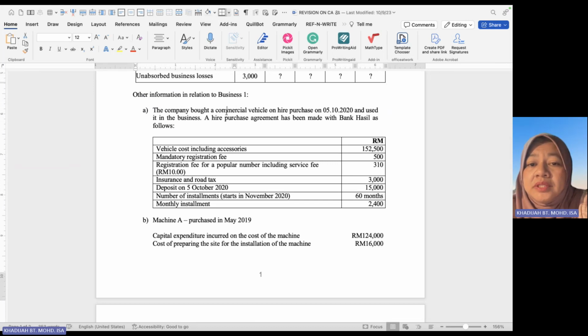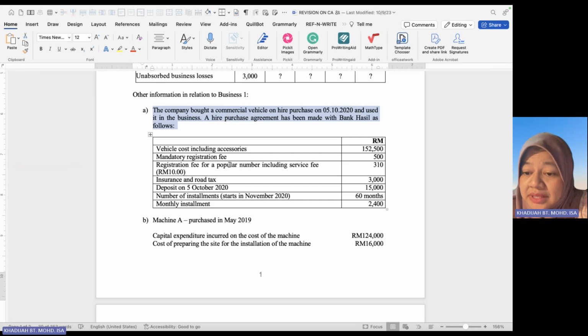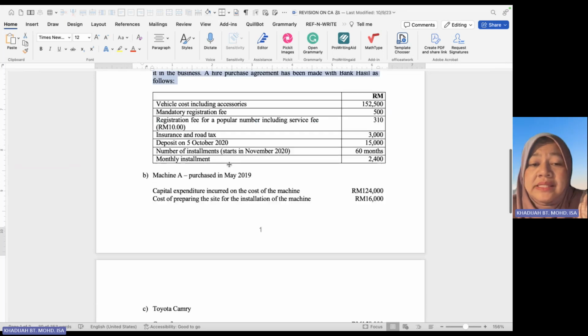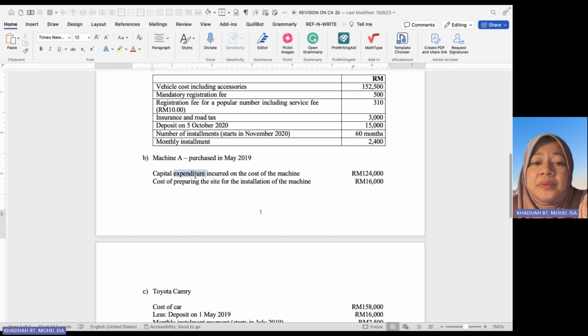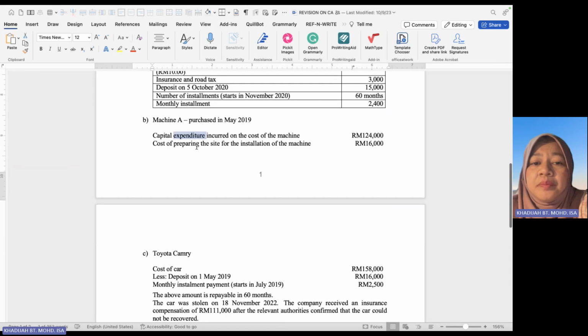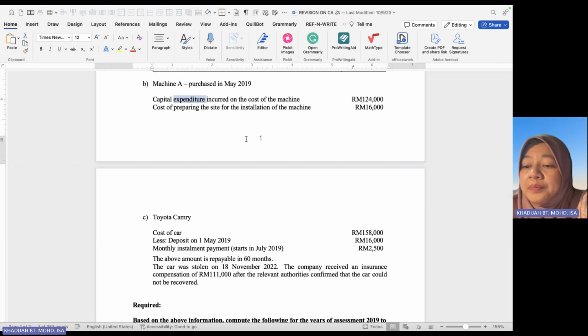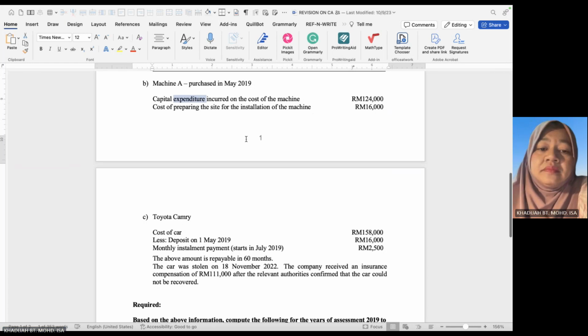For example, you purchase a commercial vehicle under hire purchase. So how to compute the capital allowance? And then you also have a machine that you purchased that involves the cost of preparing the site for the installation. This is what we call PCTL: preparation, cutting, tunneling, and leveling. So the rule of 10%: if it is 10% or below, everything is qualifying expenditure.